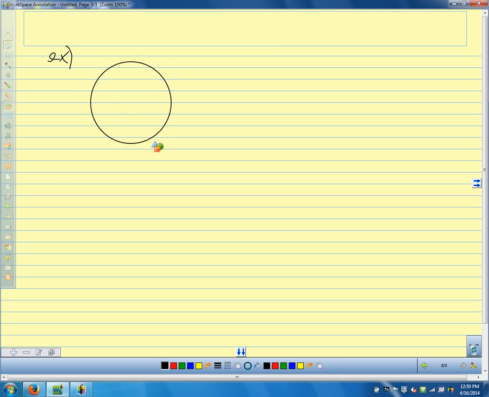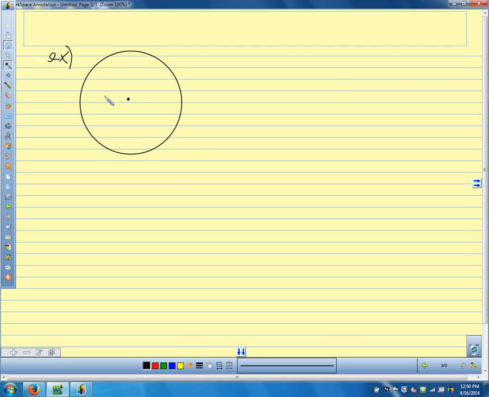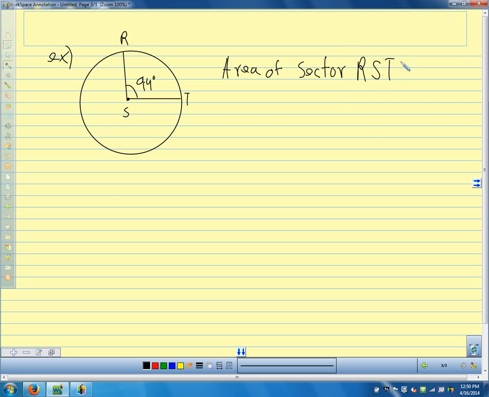So here's our picture here. And let's say this is 94 degrees. And we'll call this S or ST. So we want the area of sector RST. And we need to know one other thing. Our radius is 9 millimeters.